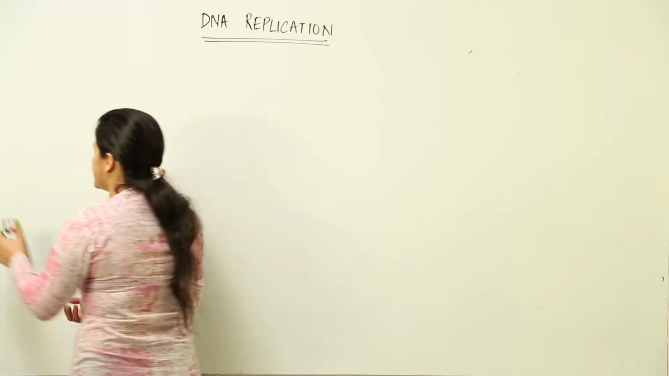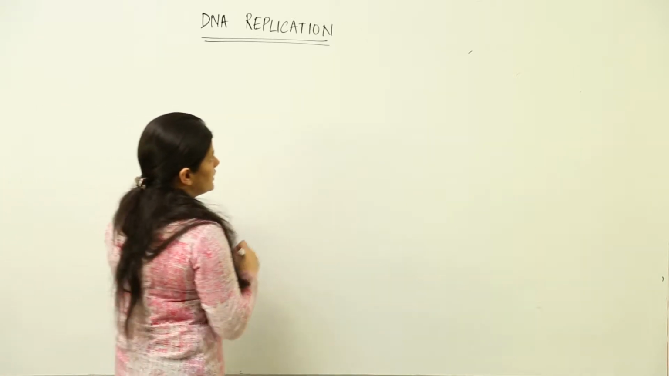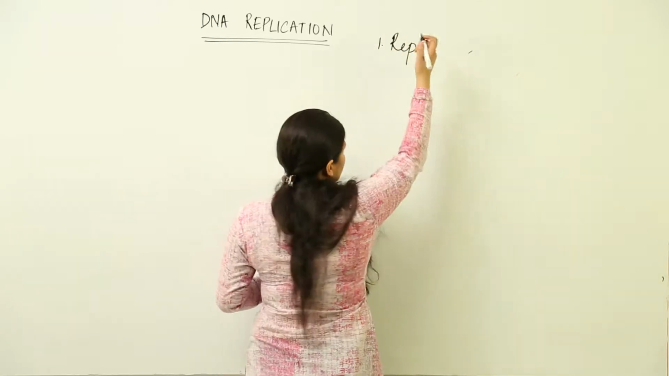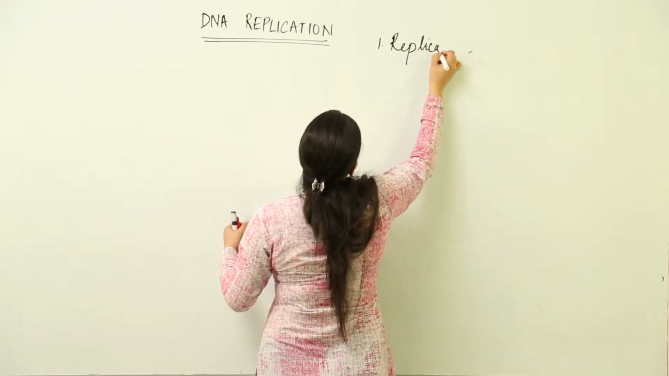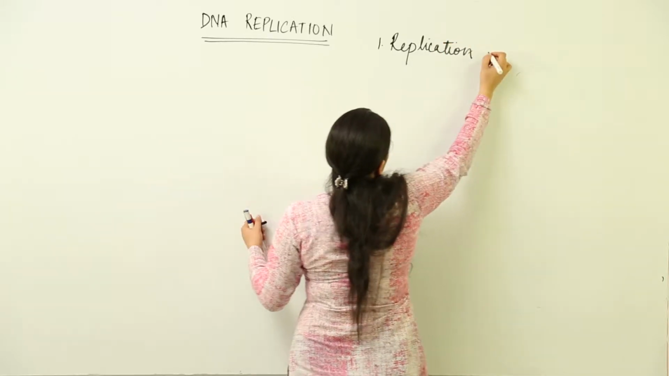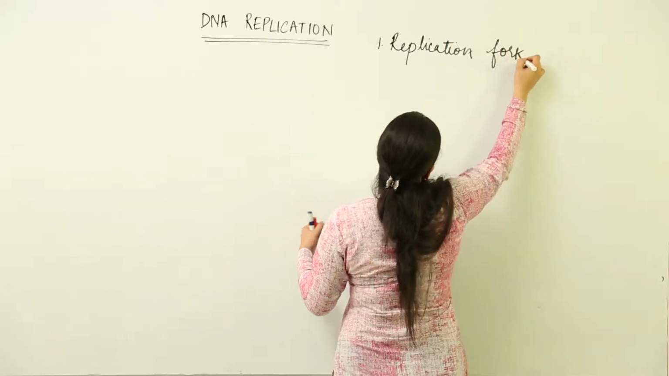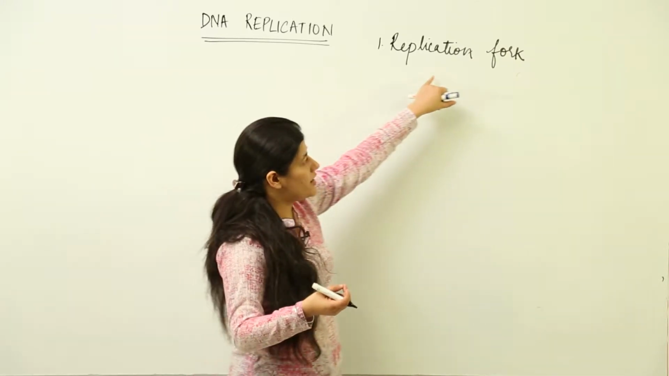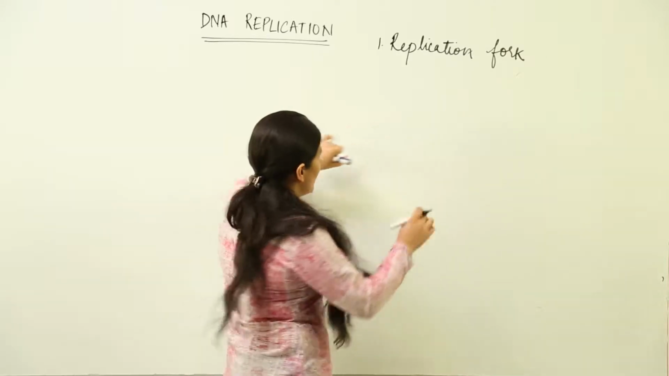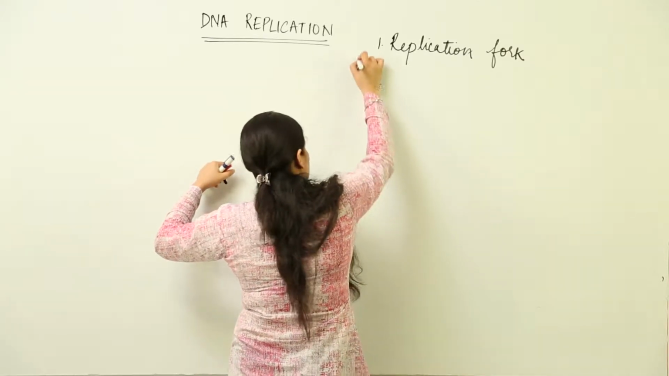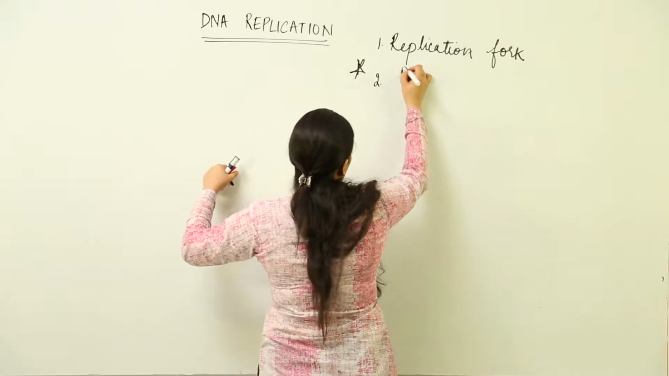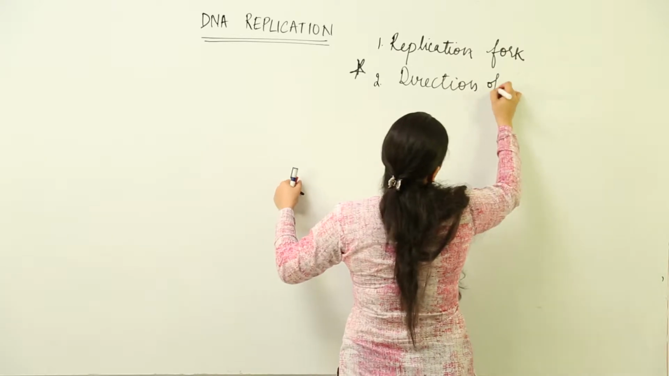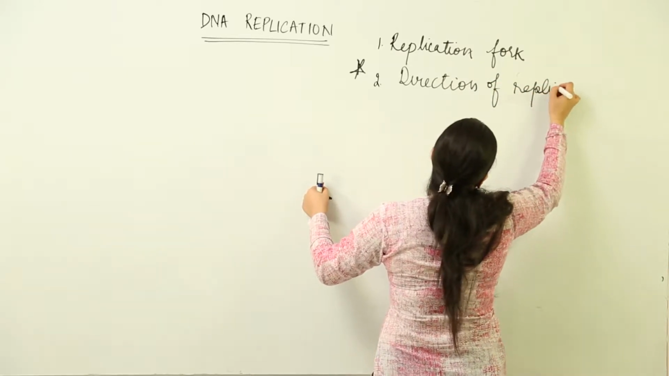Now there are a few terms that you have to keep in mind before we start. First thing, very important in DNA replication, is that it is semi-conservative. Then there is the replication fork, the fork as in what we use for eating food. So there would be a replication fork that would be formed. Another star point in DNA replication is the direction of replication.